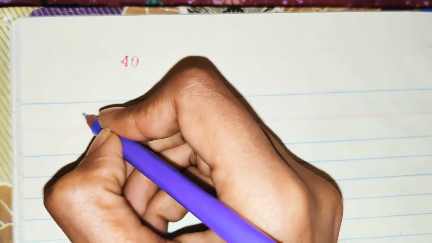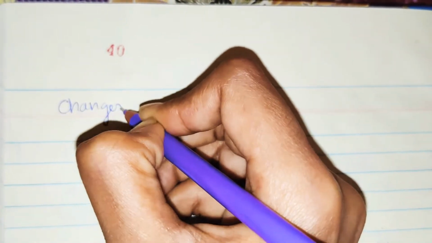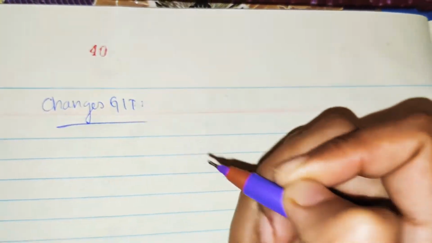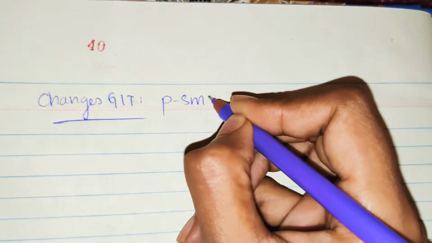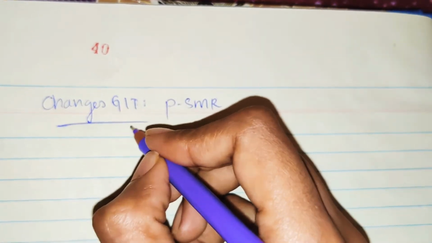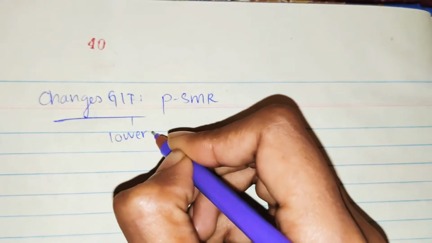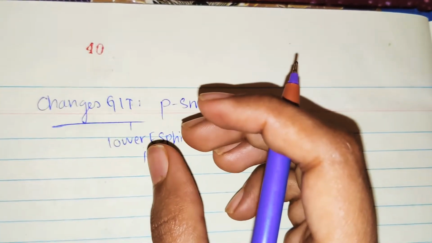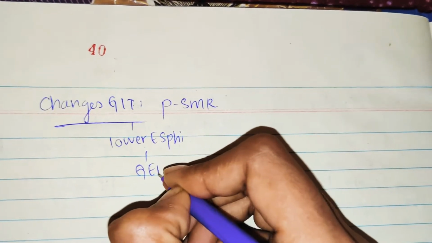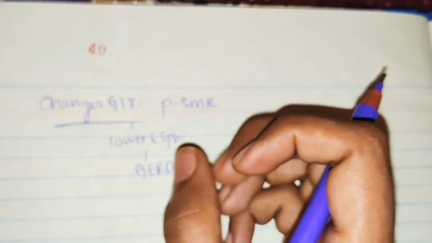Okay, now let us see the changes in GIT during pregnancy. You have seen the changes in the respiratory system, so what happens to the GI system? Especially because of progesterone, a smooth muscle relaxant, what does it do to the lower esophageal sphincter? It will relax the sphincter. If the lower esophageal sphincter is relaxed, there is a GERD problem, that is the gastric reflux problem.